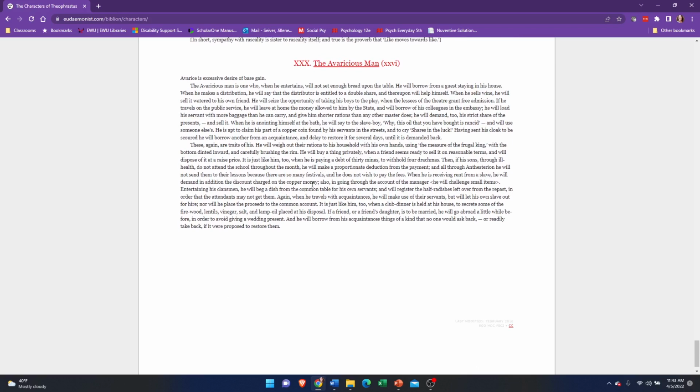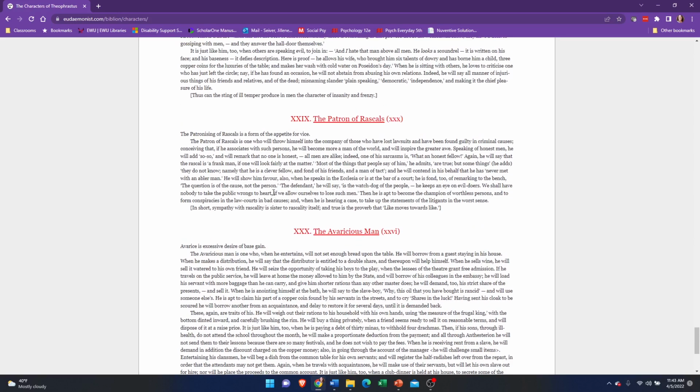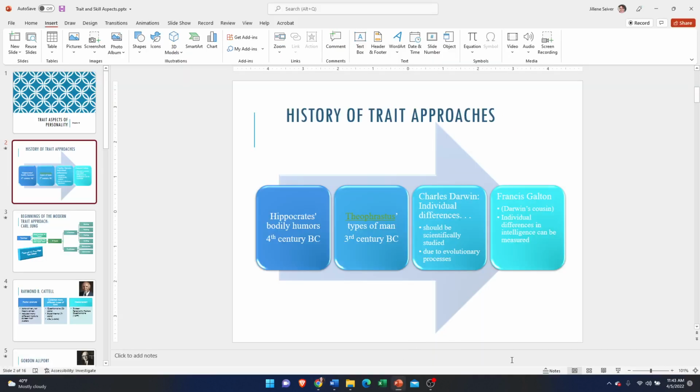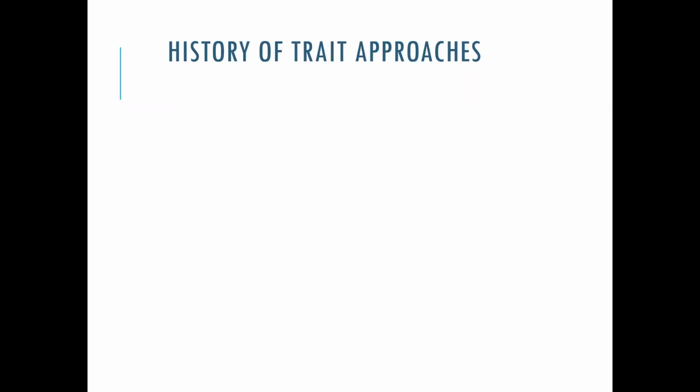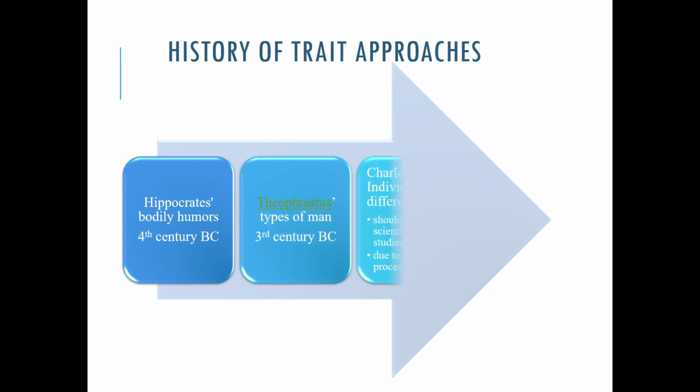And what's interesting, again, it's not what he wrote necessarily, but how much stuff he said about it. The characteristics of the avaricious man takes two paragraphs to describe, right? So that's the important thing that I want you to take away, is that in the 3rd century BC, probably because he was designing plays or something like that, he was really thinking through the different types of men that might be characterized.